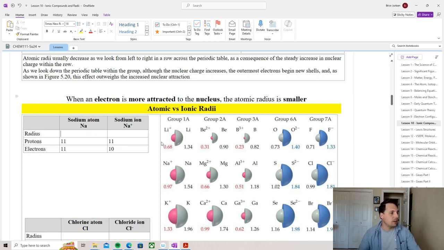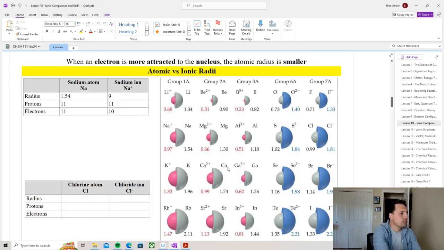So what ends up happening, as we can see from this table, is that the radii decreases from 1.54, and these are in angstroms, to 0.97 angstroms.